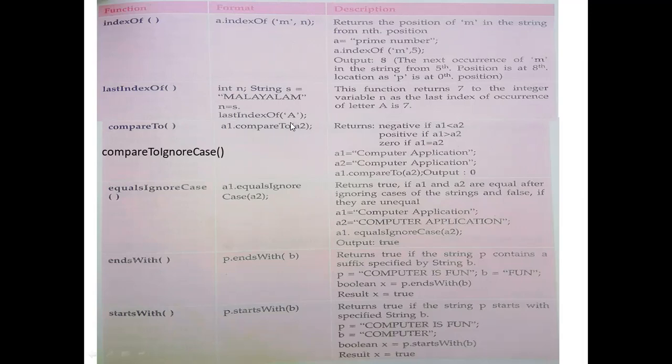Then I left out this compareTo function now, right? See, this also is for comparing two strings. See, A1 is computer application, A2 also computer application, right? Exactly, they are matching, right? Yes, sir. Then when I say A1.compareTo(A2), since they are exactly matching, it gives 0 as the answer. Are you getting it? Yes, sir. It gives 0 as the answer because they are exactly matching.